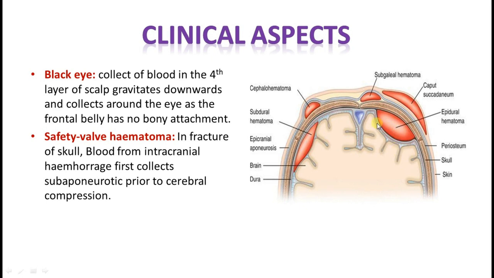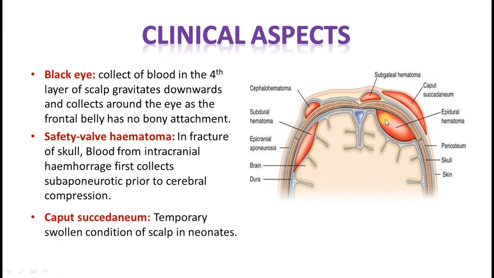So first the blood tends to ooze out through the fracture, and it tends to collect in the subgaleal region deep to the galea aponeurotica. And only after this space is filled, the blood tends to get collected deep to the skull, whether it is above the dura or deep to the dura mater, and thereby compression takes place. That is called a safety valve hematoma.